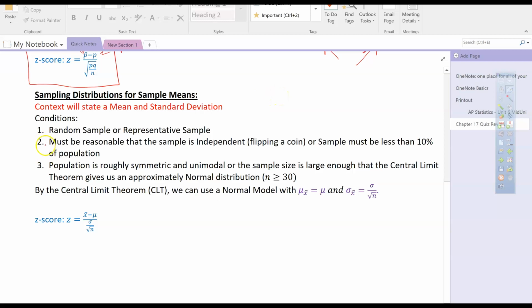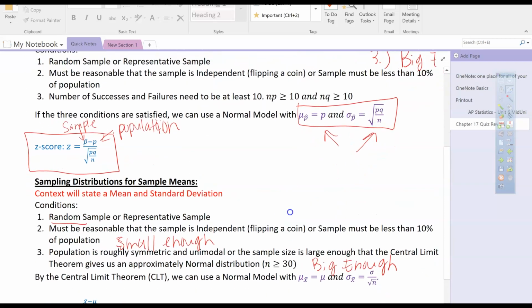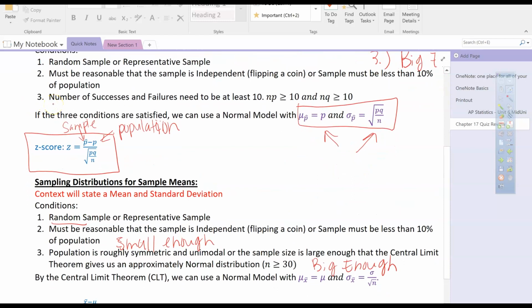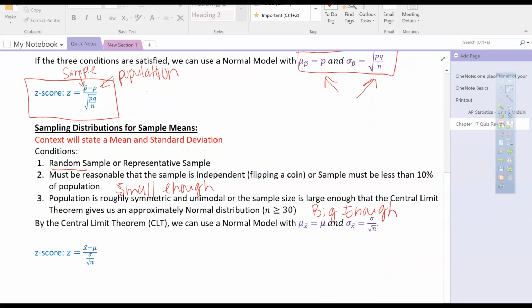And then again, your conditions: number 1 is random. Number 2 is it small enough? Oh my gosh, I can't spell today. Is it small enough? And then condition number 3, is it big enough? So the difference between sample proportions and sample means: for proportions, the successes and failures have to be at least 10. And then for means, your population is roughly symmetric and unimodal.